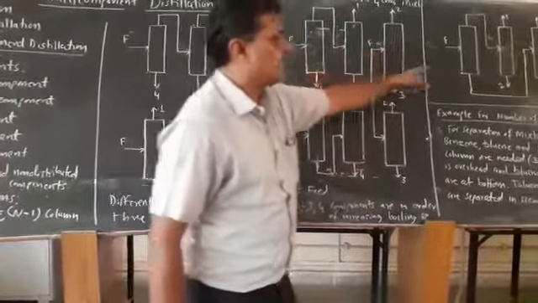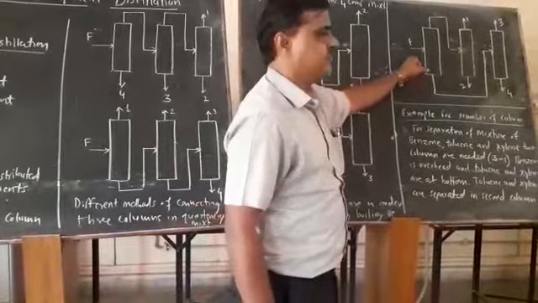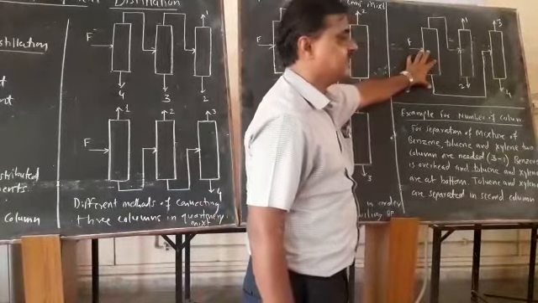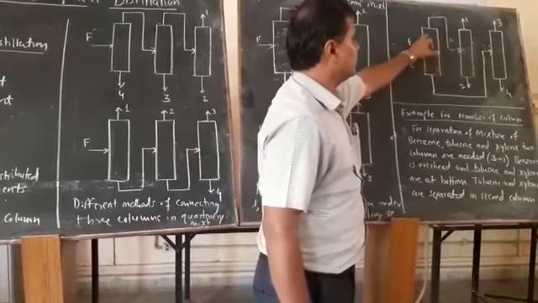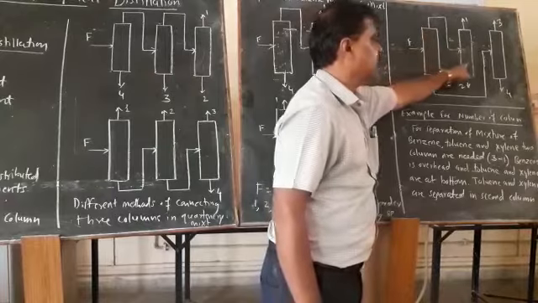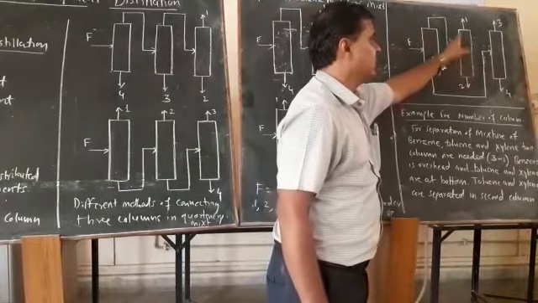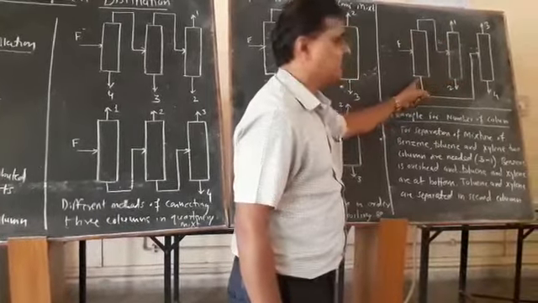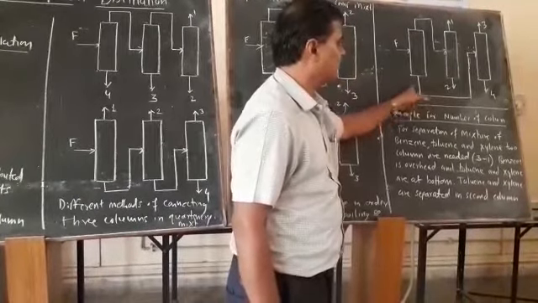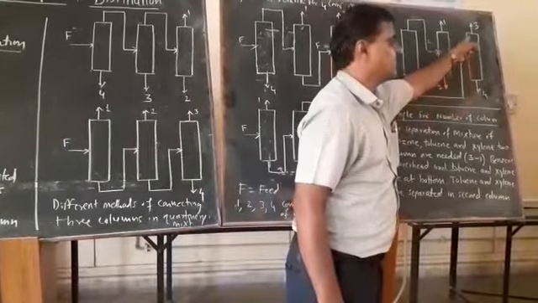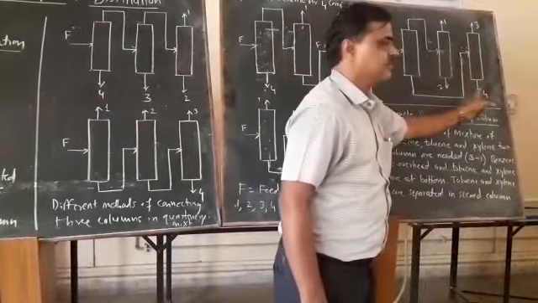Let us see the last diagram, where the feed is entered, and in the first column we are not separating a single component. At the top we get the mixture of first and second components, which enters the second column, and components 1 and 2 are separated in the second column itself. The mixture of third and fourth is obtained at the bottom from the first column, which enters directly the third column, where the third and fourth components are separated out.